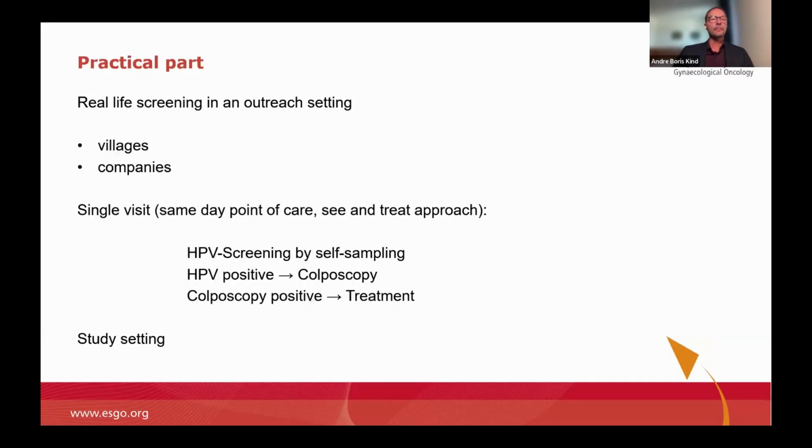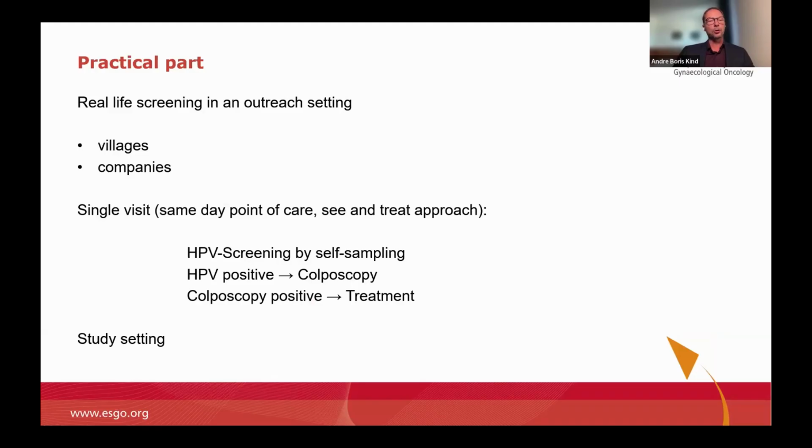You can see here some presenters of group discussions. So these courses are always very lively. The practical part is a 4-day part. We do a real life screening in an outreach setting.